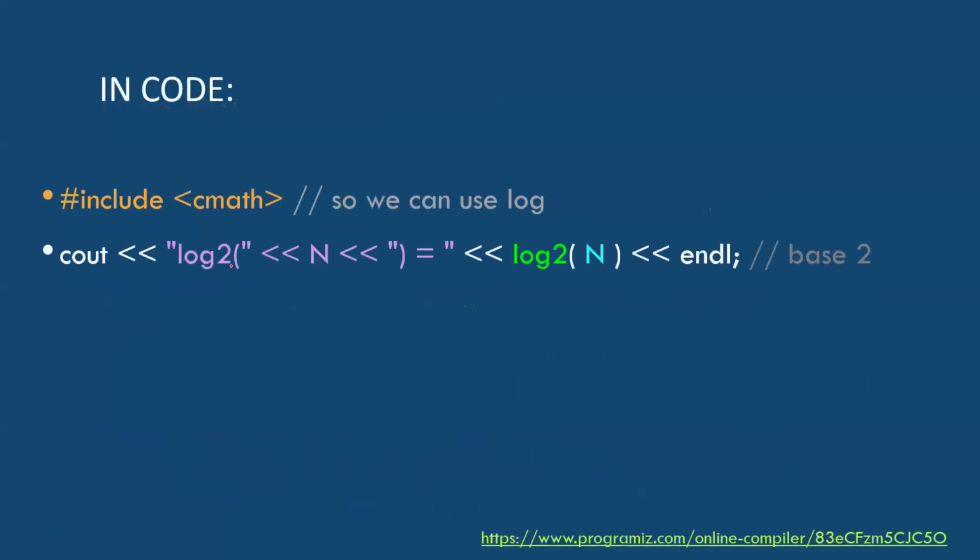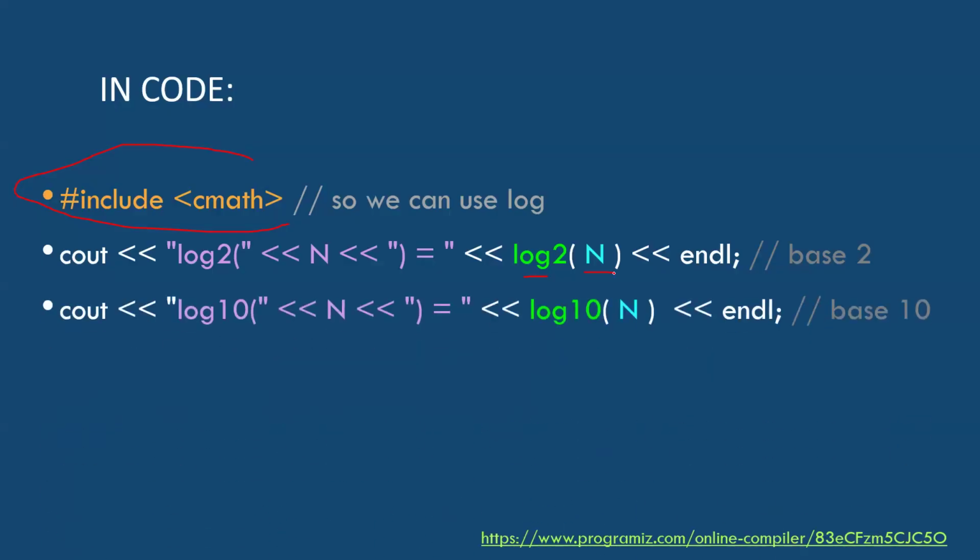But in code, if we want to calculate the log, we have a few useful functions. We can say from cmath, log2 of n, okay? How many times do I have to raise 2 in order to achieve n? It could be a floating point number, right? It might not be an integer value. That's the answer that we get, okay? So similarly, we can do a log10.